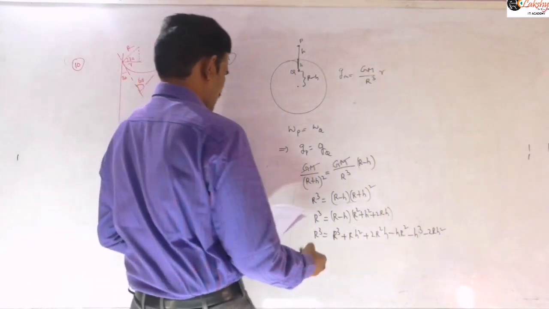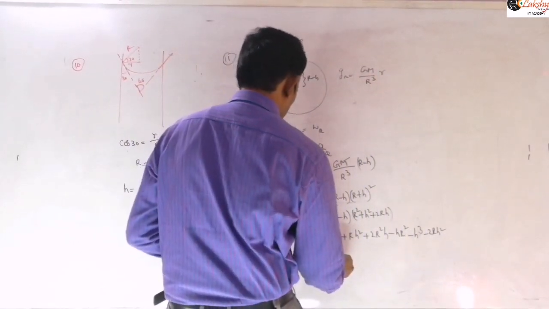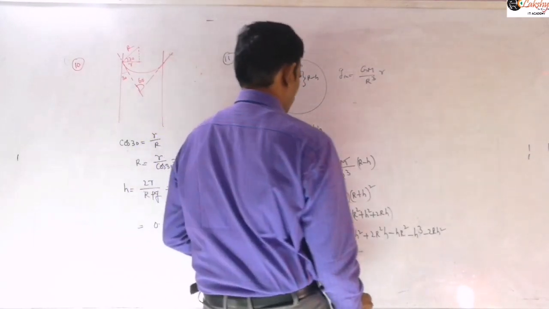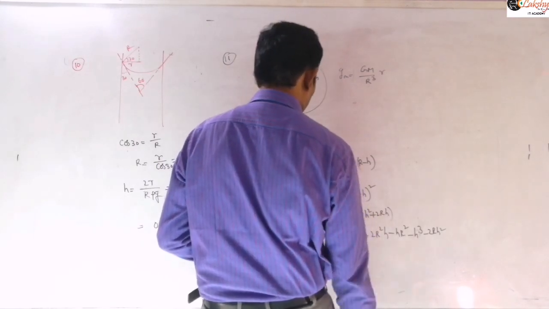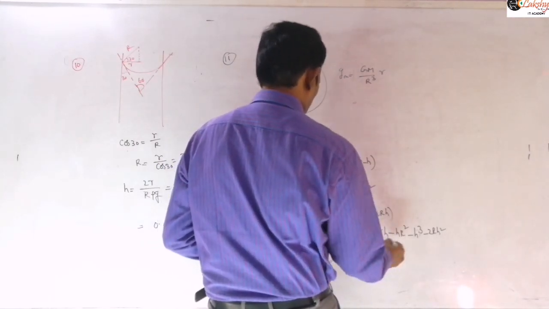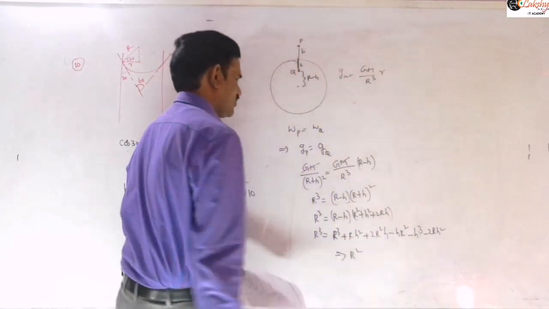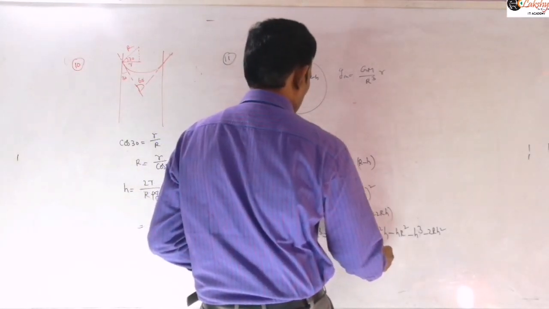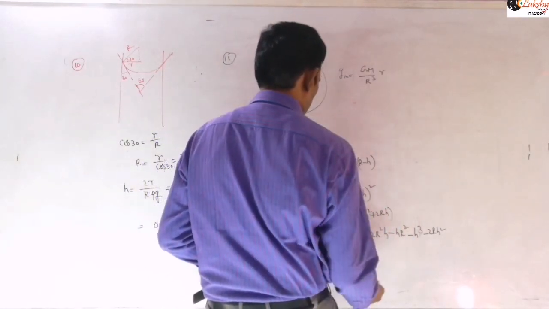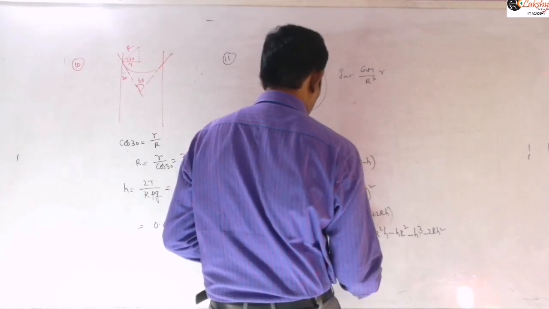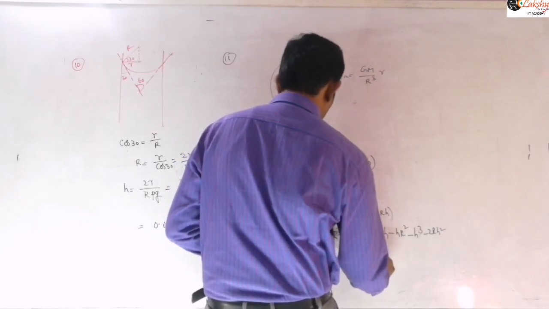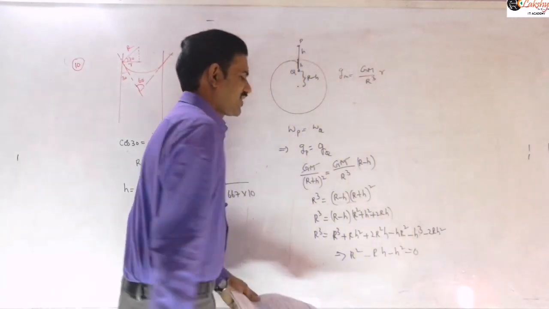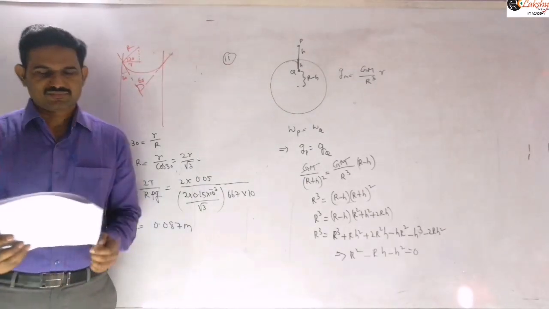Then the R cube term will be cancelled, and you can simplify the remaining terms. One h you can cancel there. Here 2R square h and here minus hR square, you will get R square h. So one h will be cancelled, and R square minus Rh minus h square is equal to 0 you will get. Find the factors for that, then you will get the h expression, right?